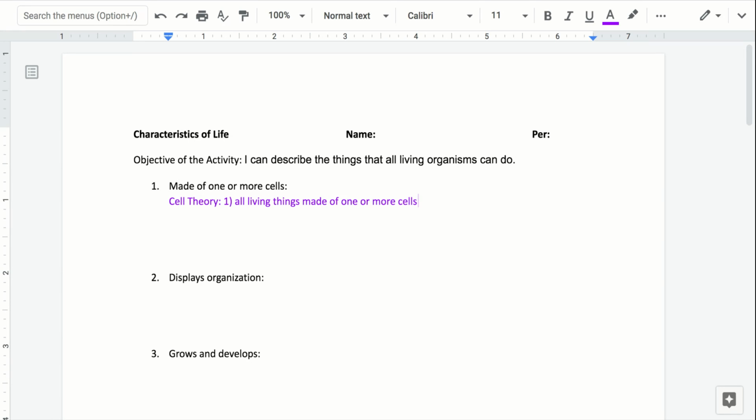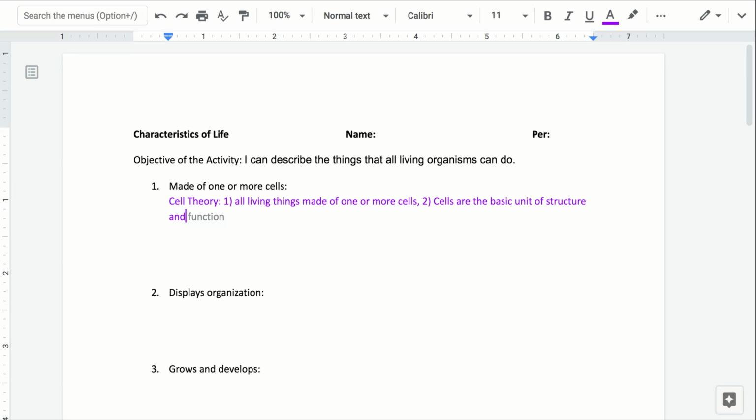Also, cells are the basic unit of structure and function in living organisms. So, your heart, for example, does what it does because it's made up of heart cells, cardiac cells that are able to contract, coordinated with other cells to create the pumping that pumps the blood through your body.